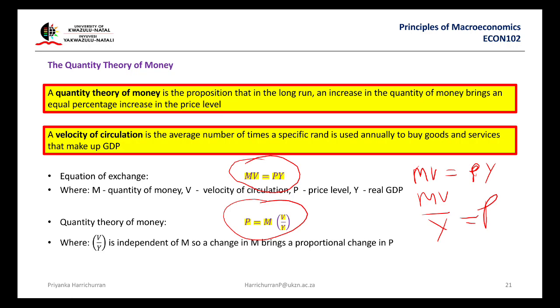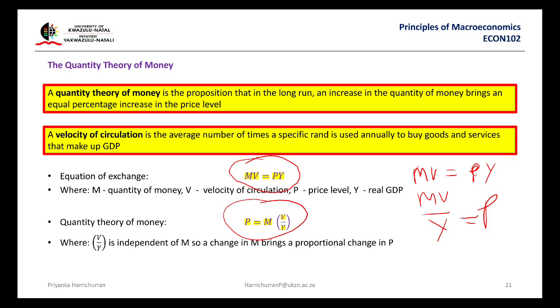If I give you a 10 Rand note, that 10 Rand note goes through many transactions. If you give it to a business, that business will take it and give it to another person, and that person gives it to another person. Each time it goes through a transaction. That's your V, velocity. Price level, P, is the average level of prices in the economy. Real GDP is Y.